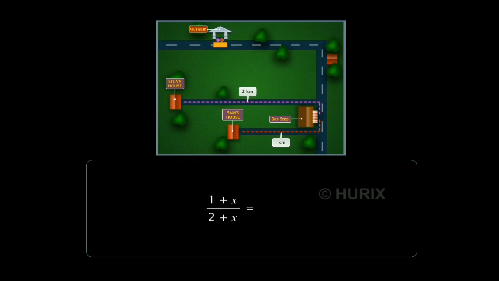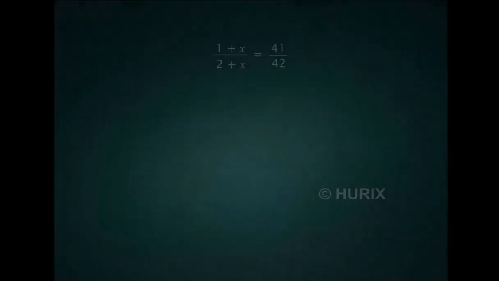The ratio of the distance traveled by Sam and Sela is 41 by 42. Notice that this equation is not in linear form. We first convert this equation into linear form and then find the value of x, which in turn will help us in finding the total distance covered by Sam and Sela to reach the museum. Let's convert this equation into linear form by using cross multiplication.